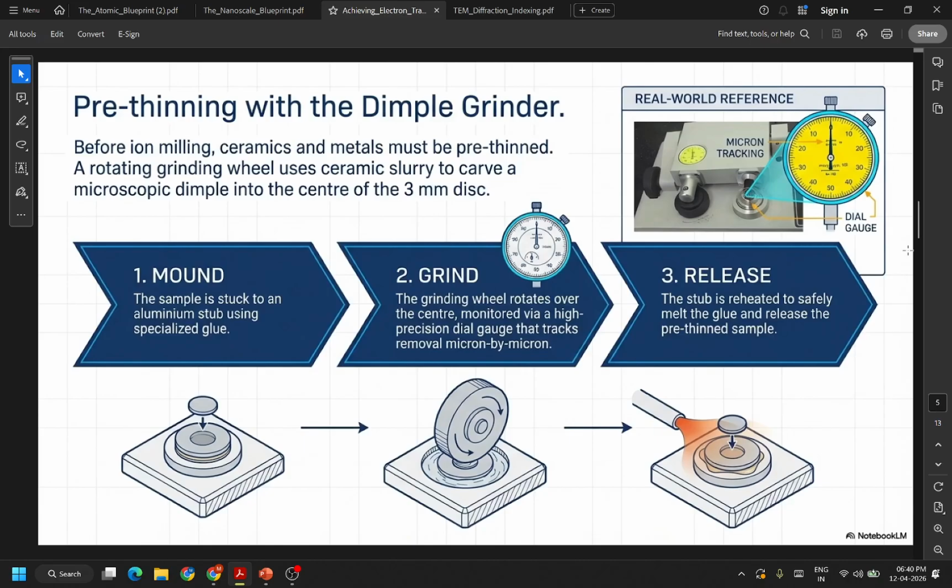So you mount the sample onto an aluminum stub using specialized glue. Then your grinding wheel rotates over the center, and it is monitored by a high precision dial gauge that is tracking removal micron by micron. And then the stub is reheated to safely melt the glue and release the pre-thinned sample.